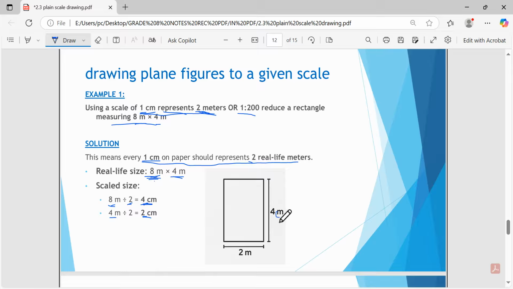So you can use that 4 centimeters. And then for the 4 meters, you say if 1 centimeter represents 2 meters, what about 4 meters? It should be 4 divided by 2 to give you 2 centimeters. So this is represented by 2 centimeters.